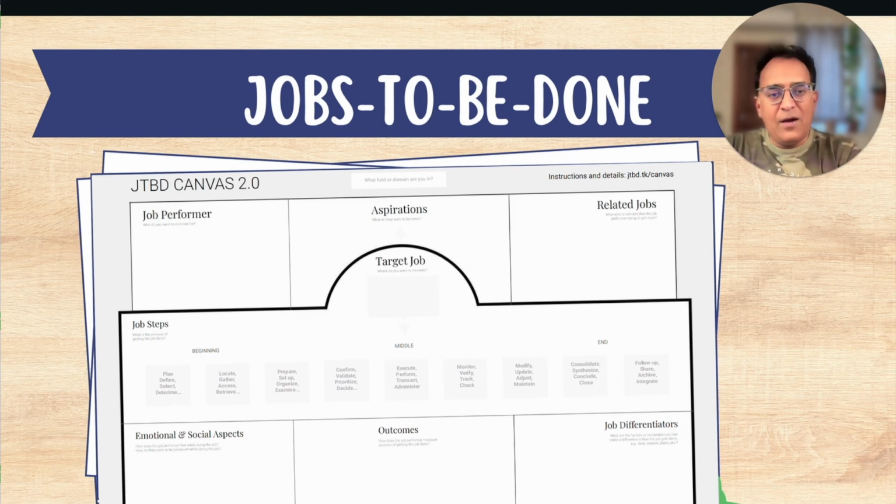So when you complete the exercise, you get to what the target job is and how you are going to come out. They add a few more things. So let's start with emotional and social aspects, outcomes, and job differentiator. Now, what are the emotional and social aspects?